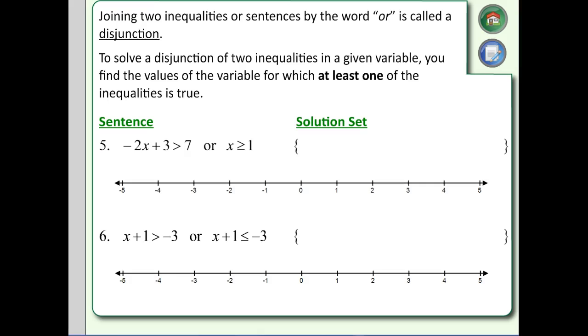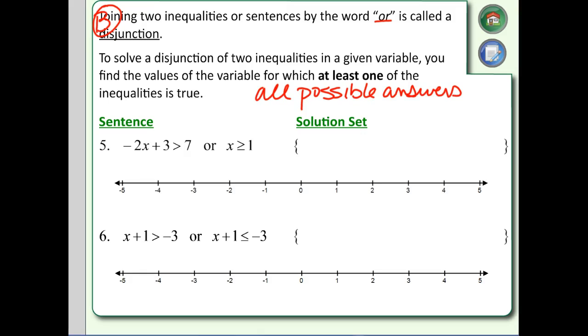Now, the second type of compound inequalities are called disjunctions. And the key word on a disjunction is or. Now, here's how you can tell them apart. A disjunction always says or. So as soon as you see or, then we know it's got to be a disjunction. Now, to solve a disjunction of two inequalities, you find the values of the variable for which at least one of the inequalities is true. So when we're solving these disjunctions, we're going to see that we want all possible answers.